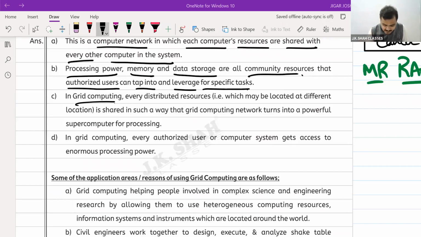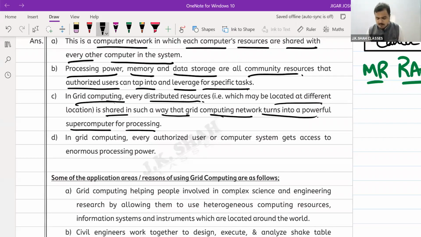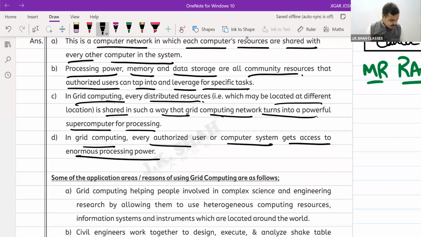See this. In grid computing, every distributed resource that may be located at a different location is shared in such a way that the grid computing network turns into a powerful supercomputer for processing. Understood? Further, in grid computing, every authorized user or computer system gets access to enormous processing power. Concept clear, people? Any doubt, any queries, any confusion?